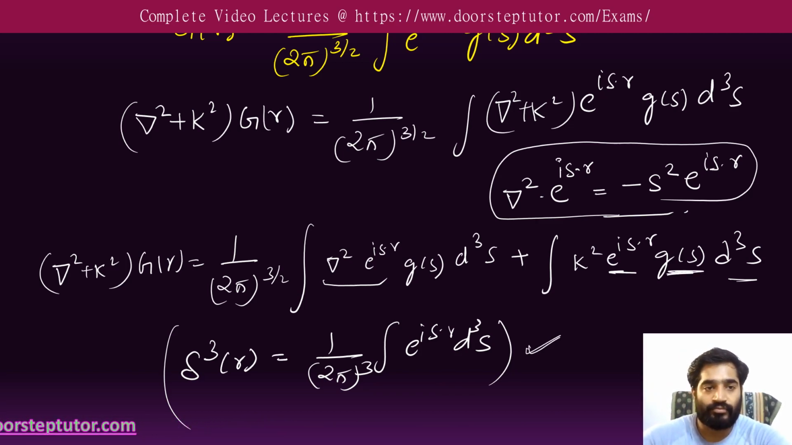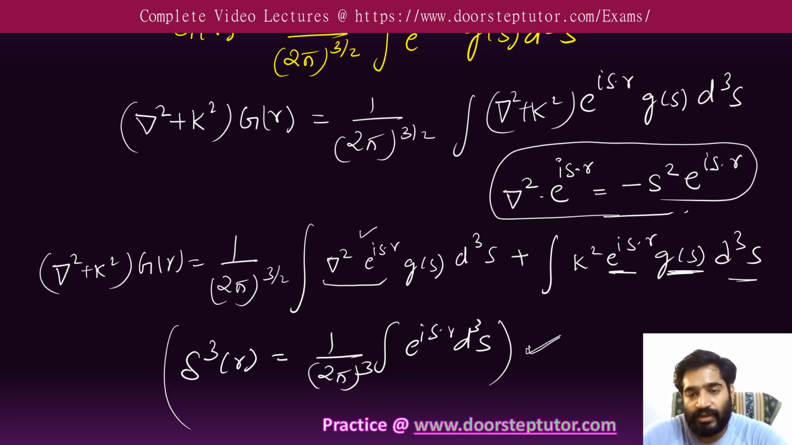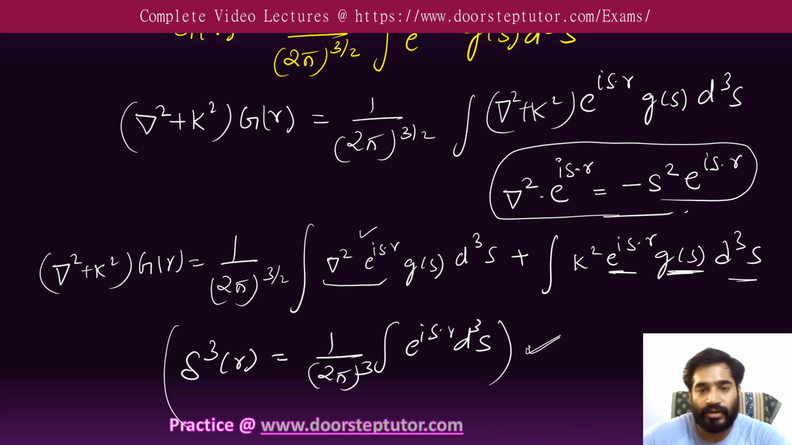Now what we will do is just replace this and see what we get. So s square will be there, and k square is also there. We will see what we get.